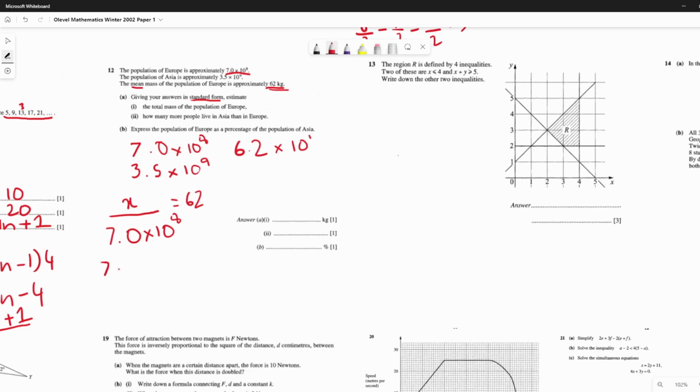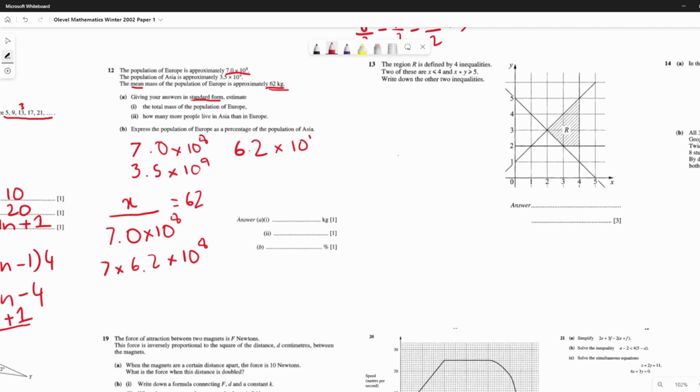So we can do 7 into 6.2 into 10 to the power of 8 into 10 to the power of 1, right? We could do that. What we can also probably do, which would probably be easier math, we could just make this 62 and forget about this, right? Because it would just be 62 into 10 to the power of 0, which anything to the power of 0 is just 1. So let's just do that.